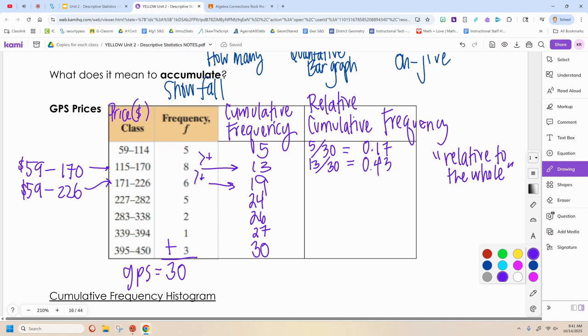Okay. Oh, I was doing 11. So now we're going to do 19 out of 30. Can you guys finish this up? Yep, use your calculators. Remember, you put a decimal in the fraction if you want to return a decimal.